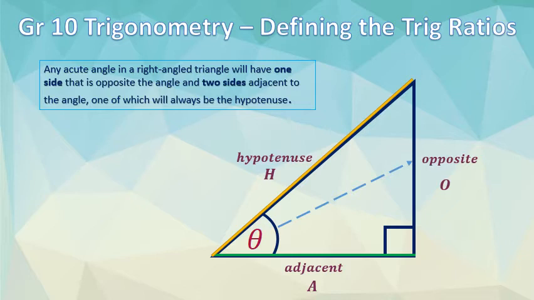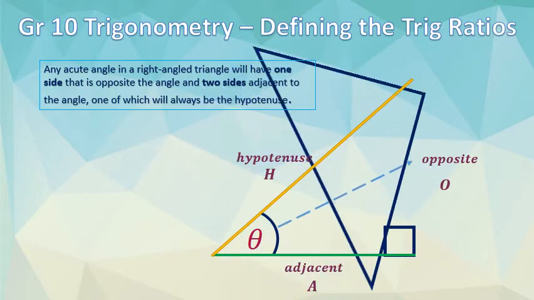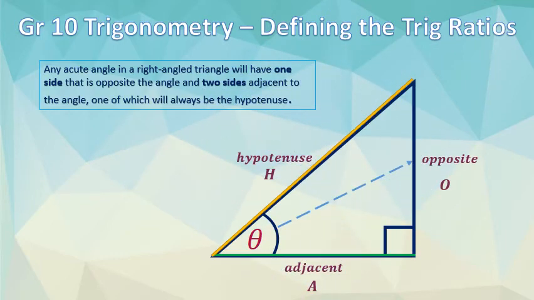Remember, your triangles may differ in size, and they may even rotate to be viewed from a different angle, so you should just take care to carefully notice your hypotenuse and which side lies directly opposite your theta, and then the third side is usually the adjacent.